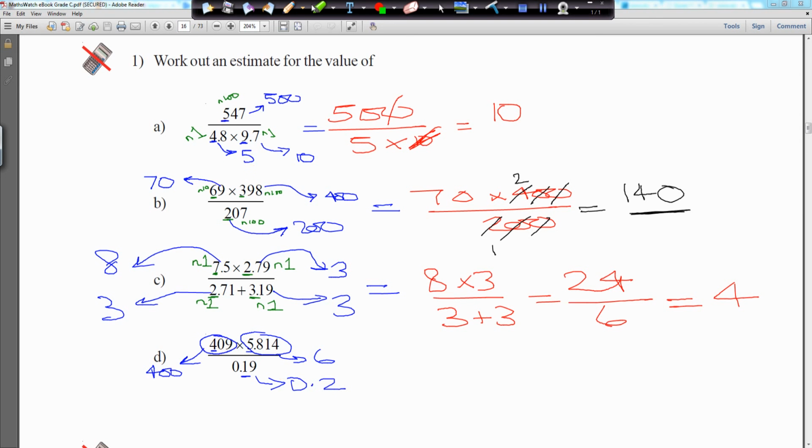Okay, and let's quickly put on the green bit as well, so you know what we've done. So this one is the nearest 100. This one is the nearest whole number. This one is the nearest tenth.